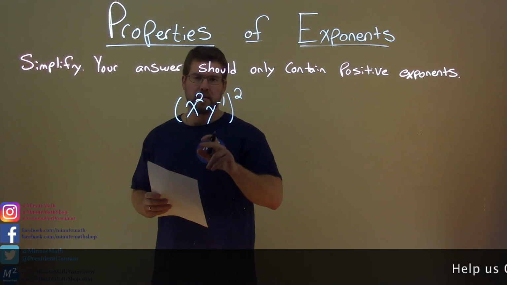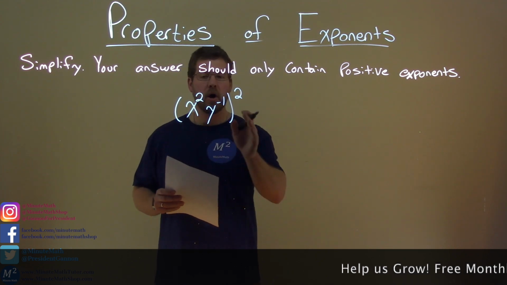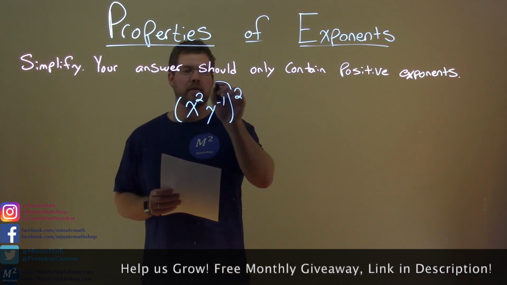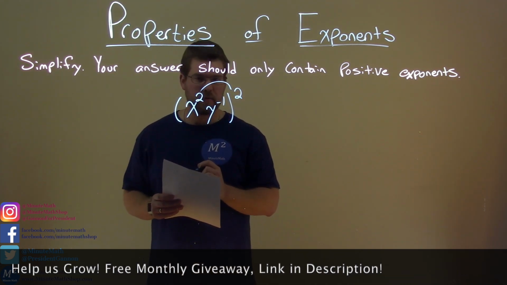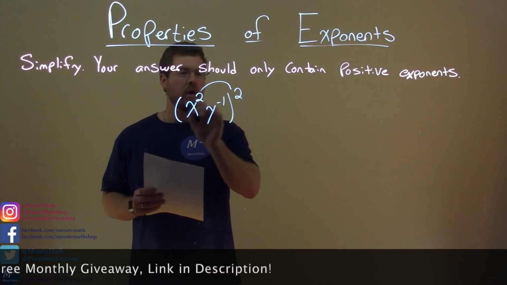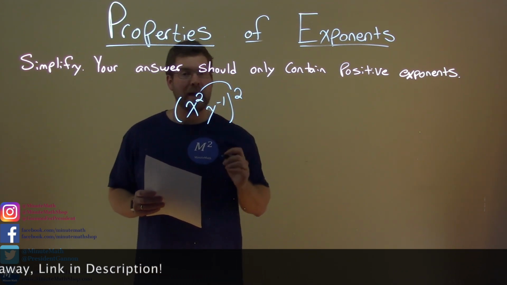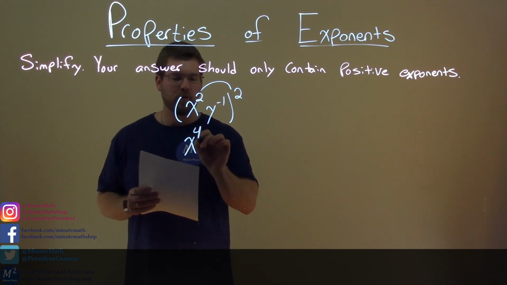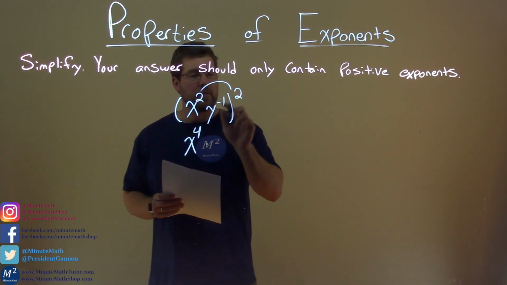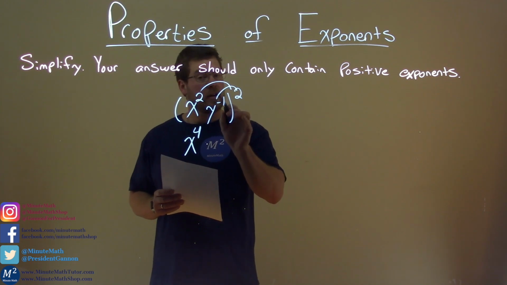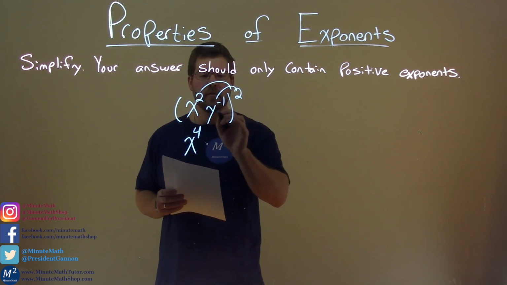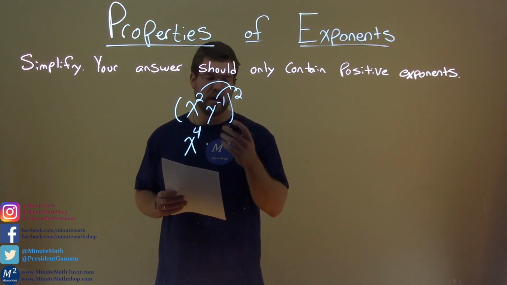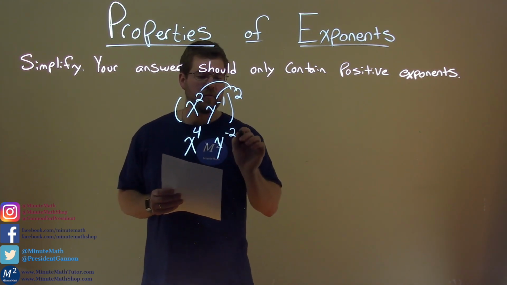x squared times y to the negative 1 power, all to the 2nd power. We want to distribute this squared to both parts inside the parentheses. So x squared squared, we multiply the exponents, and 2 times 2 is 4. So we have x to the 4th power here. Do the same thing with the y. y to the negative 1 power, all squared, is y to the negative 1 times 2. And negative 1 times 2 is a negative 2. y to the negative 2 power.